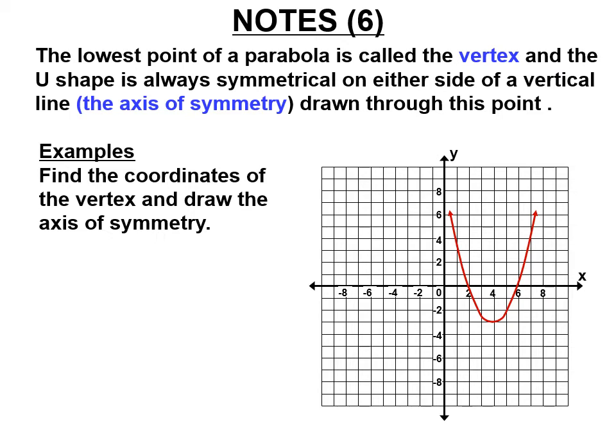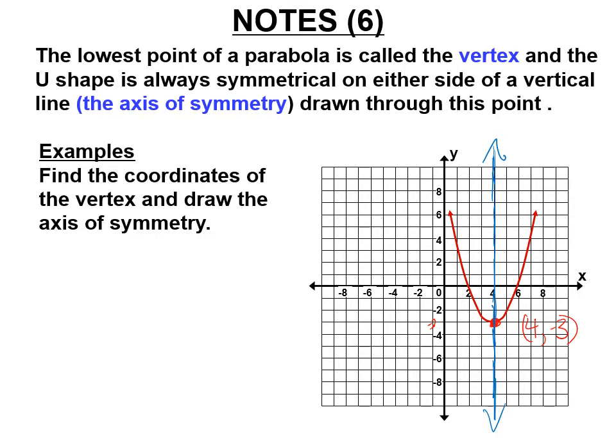So first, find the vertex. That's the lowest point. So that is the point 4, -3, right? That's our vertex. Now the axis of symmetry will be a vertical line that goes through that point. So let's draw that through there. I didn't really make that dark, but all right, you get the idea.